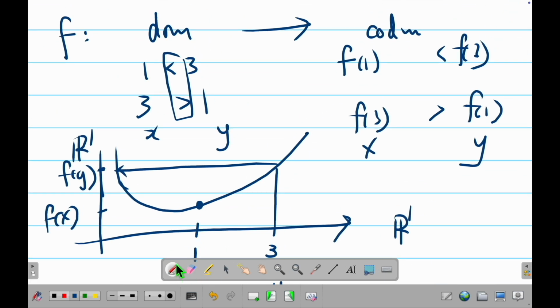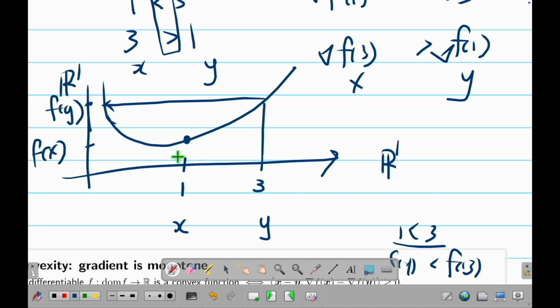The idea is, okay, I made a mistake, so this is slope. But anyway, it's saying that the order structure in the domain is preserved in the codomain, but after taking the gradient. So this is the idea. This one has a slope not so steep, this one has a steeper slope, then of course the order is preserved. This one is not so steep because it's a small value, this one is a bigger value, so more steep. And this is because it's convex.